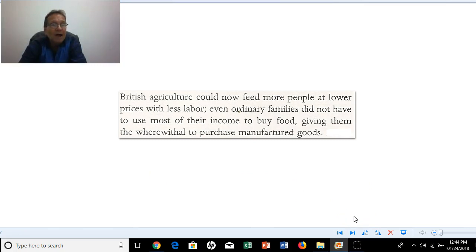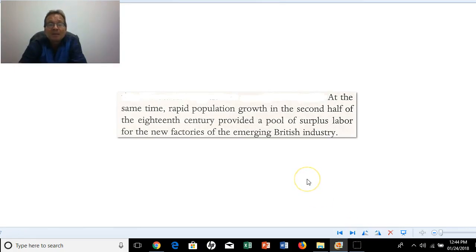Also, other reasons why is, as we'll see, the Brits have many of the natural resources that were necessary to conduct this first industrial revolution. There is a rapid population growth in the second part of the 1700s or the 18th century, and there is plenty of labor then to supply the factories of the emerging British industry.